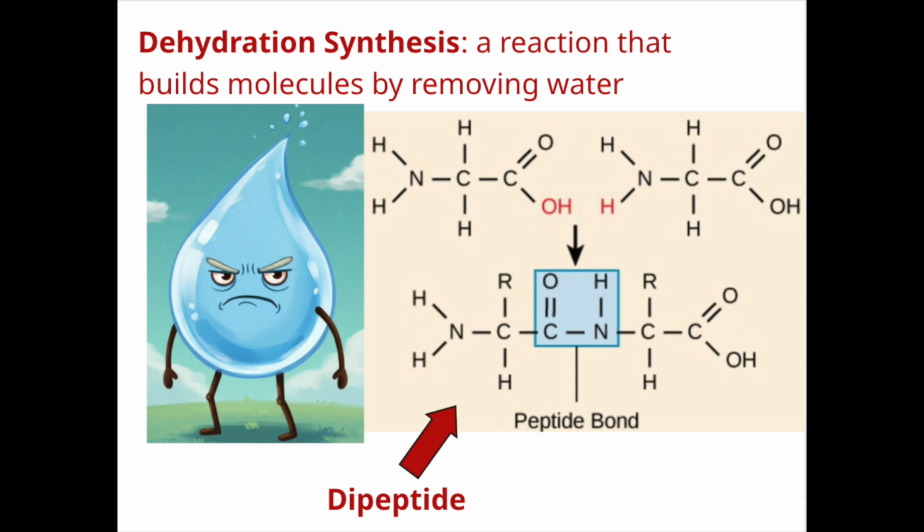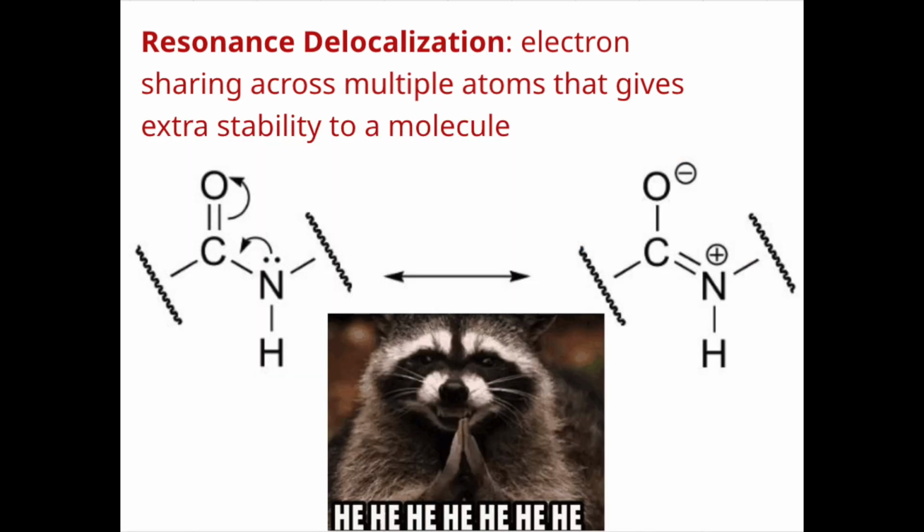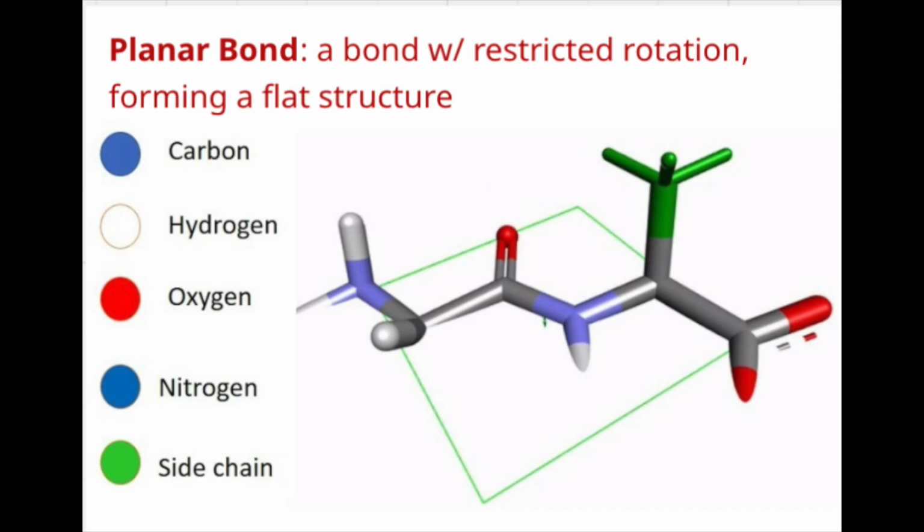Now let's zoom in on that bond. This isn't just a regular bond. The peptide bond has vibes, specifically resonance. Resonance delocalization is just electron sharing across multiple atoms that gives extra stability to a molecule. Electrons from the nitrogen sneakily delocalize toward the oxygen. It's like the bond almost becomes a double bond. That double bond-like character makes the peptide bond flat and rigid, forming a sort of planar bond where there's restricted rotation and it forms that flat structure.